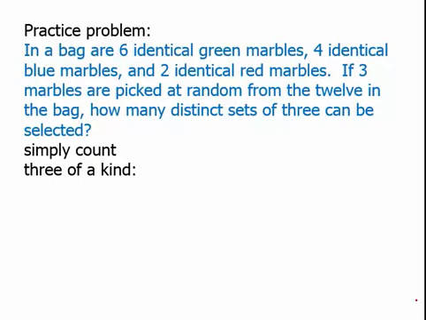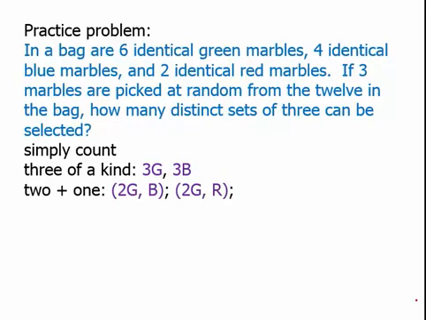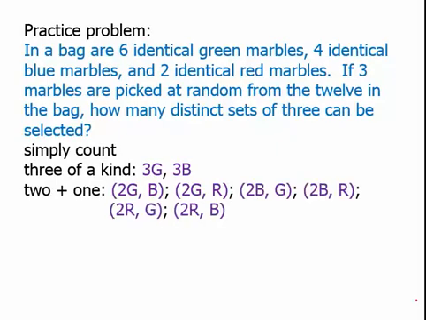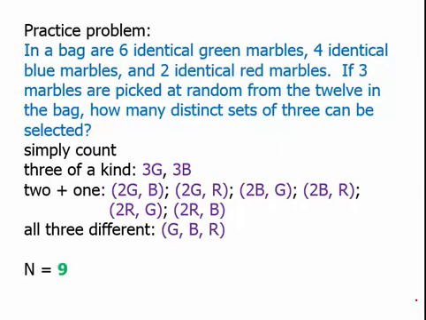How many can we have of 3 of the same color? So we could have 3 greens or we could have 3 blues. We can't have 3 reds because there aren't 3 reds. If we have 2 of one color and 1 of another color, well, we could have 2 greens with one of the other colors, 2 blues with one of the other colors, or 2 reds and one of the other colors, or we could have 3 different colors. Those are all the possibilities right there. And so that's 9 possibilities.